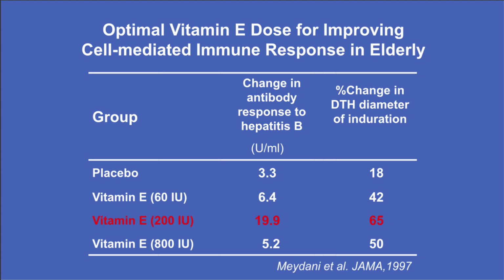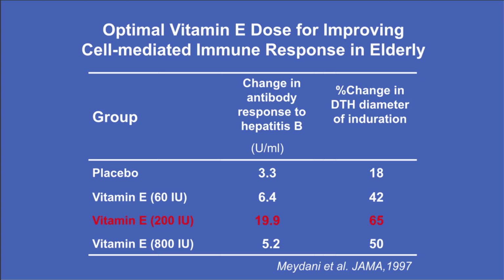Here's one example of such a study. We were looking at the response of older subjects to vaccine. We used hepatitis B as a model vaccine, and we did a double-blind placebo-controlled study in which the subjects were given either a placebo, 60 IU per day of vitamin E, 200, or 800 IU per day of vitamin E. As you can see, by increasing the level of vitamin E, we were able to increase the antibody response to this vaccine, and the optimal level was 200 rather than the higher level of 800.